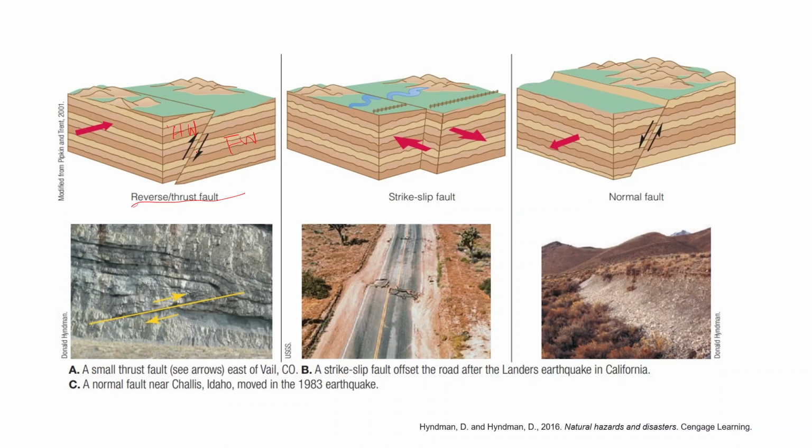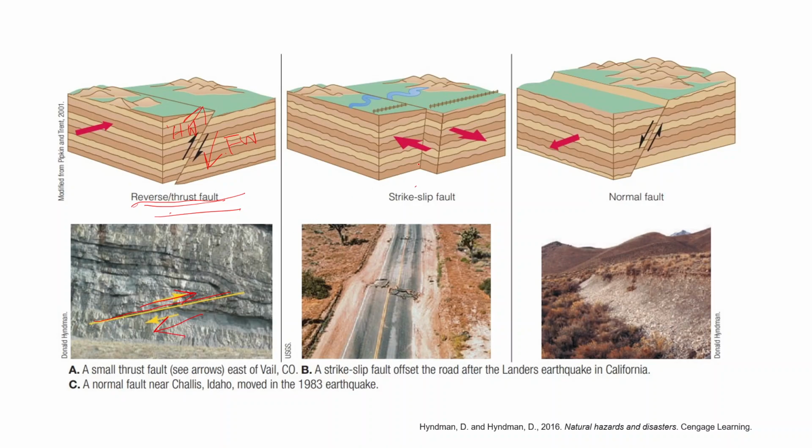So foot wall is the part of that block on which the hanging wall is moving. So the hanging wall moves up and the foot wall moves down. If that is the case, then we call it a reverse or a thrust fault. So that movement is shown in this case. So the hanging wall is moving up and the foot wall is moving down.